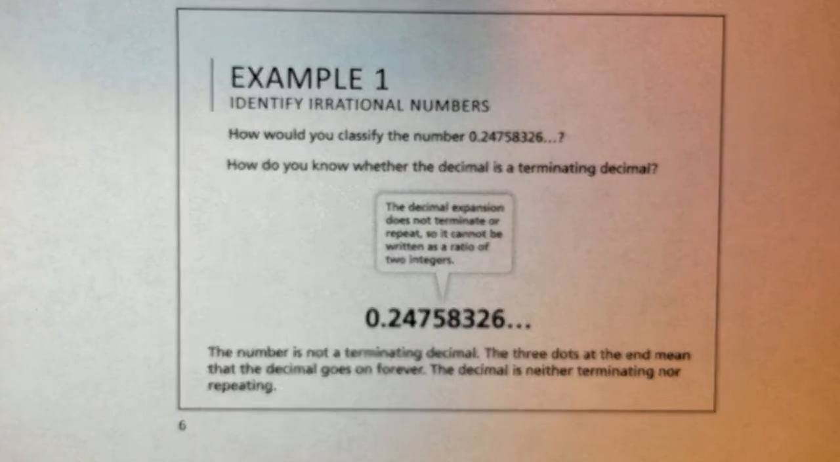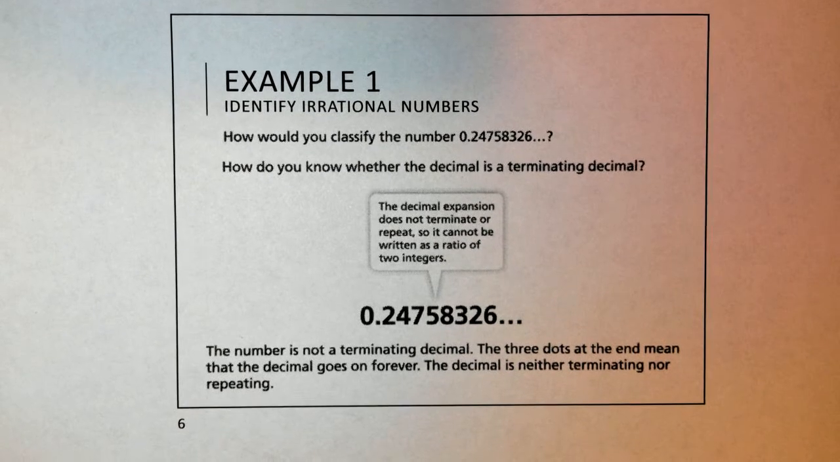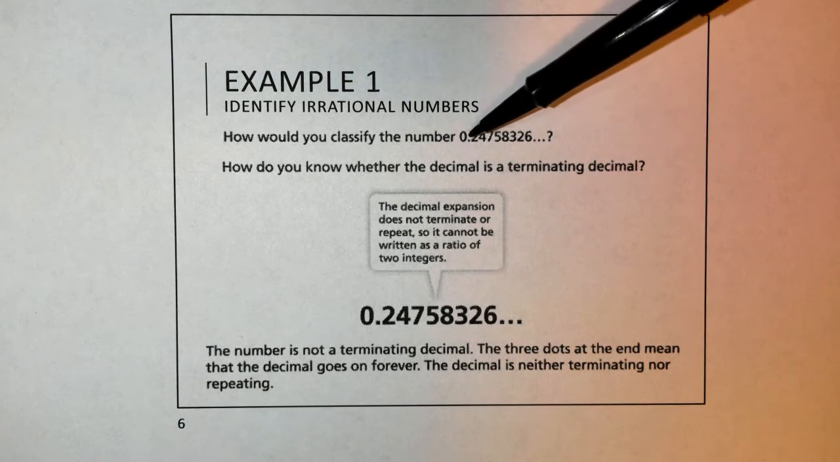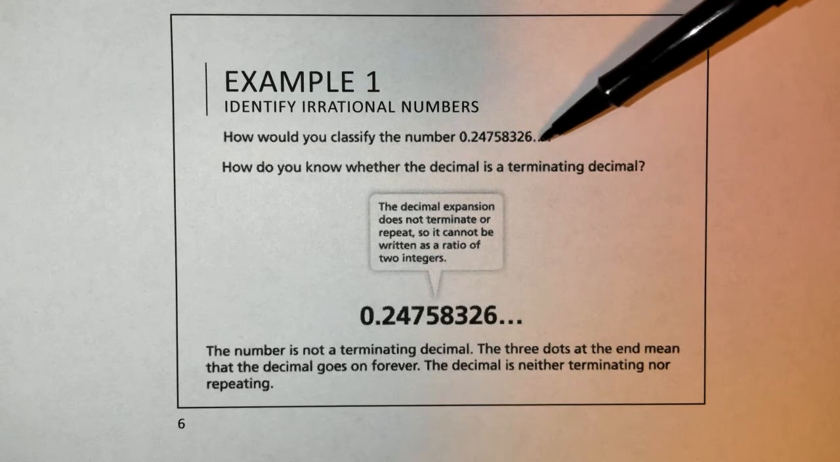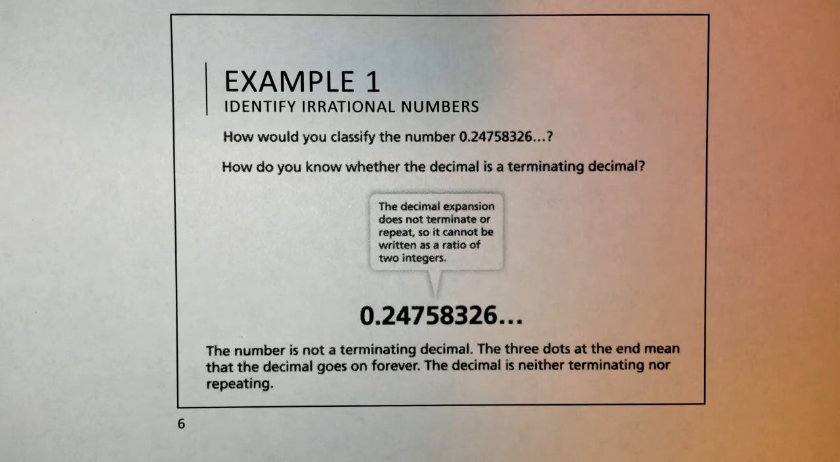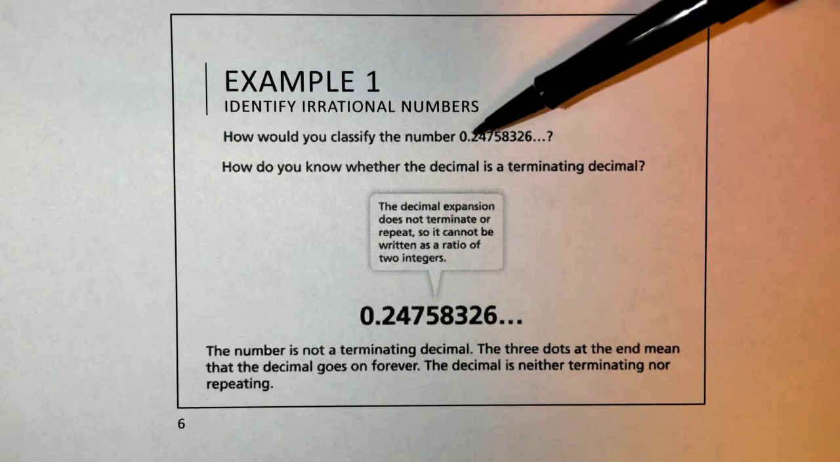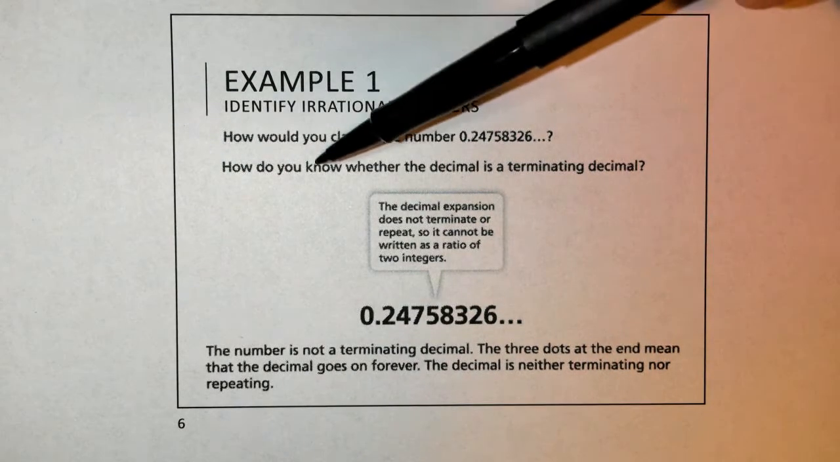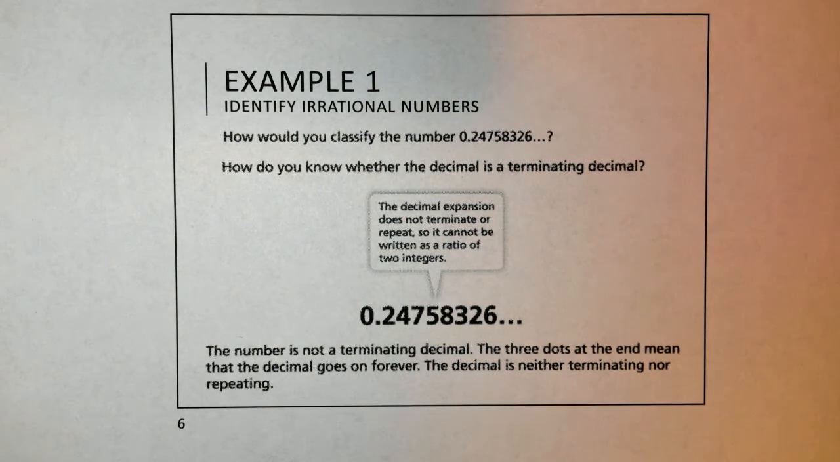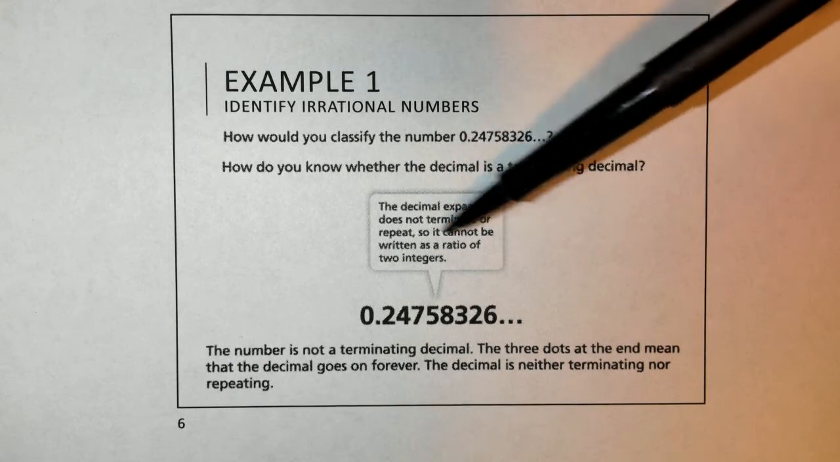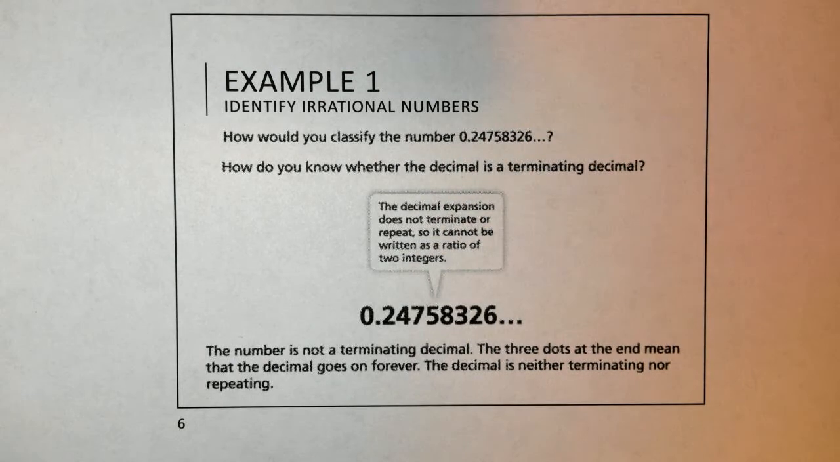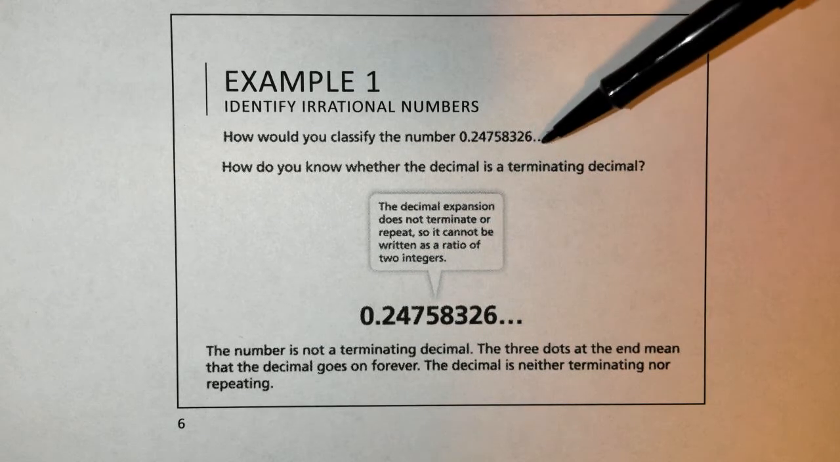irrational numbers. Continuing with example 1, the example says, how would you classify the number 0.24758326, and those 3 dots mean that the number keeps on going. It doesn't stop. It's not terminating, so it keeps on going. How do you know whether the decimal is a terminating decimal? Here the decimal expansion does not terminate or repeat, so it cannot be written as a ratio of two integers. We know it's not terminating because of these three dots.